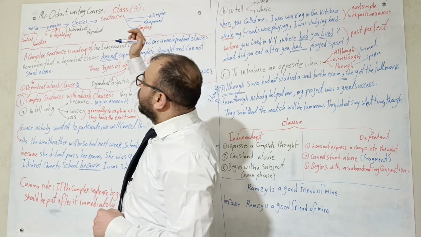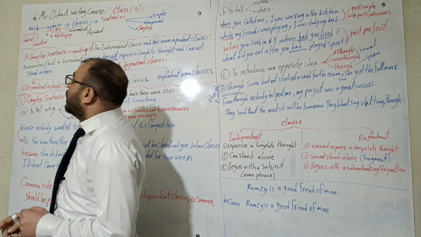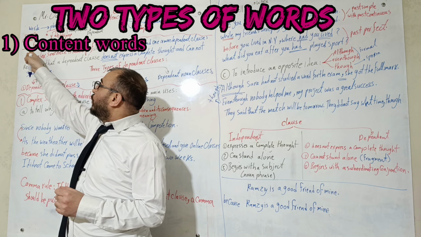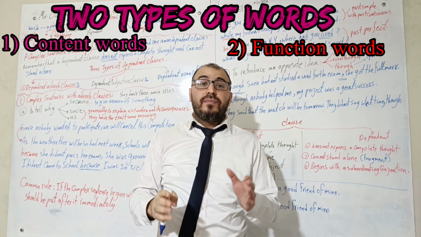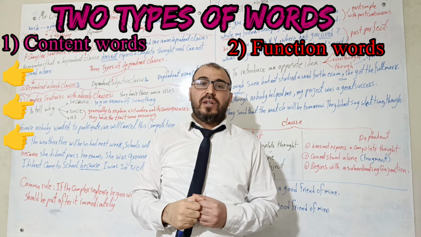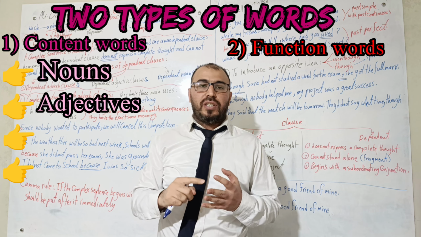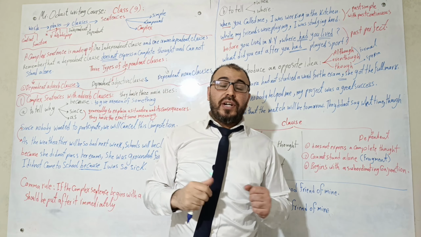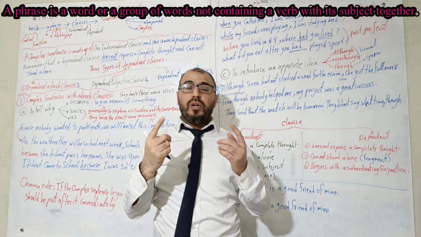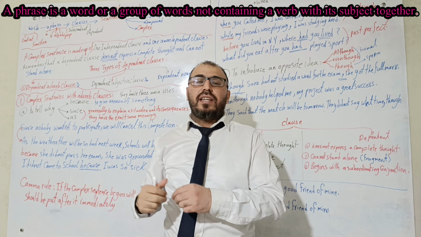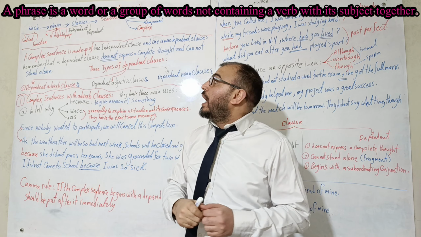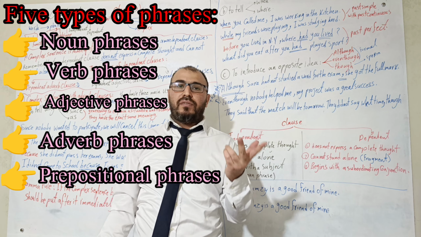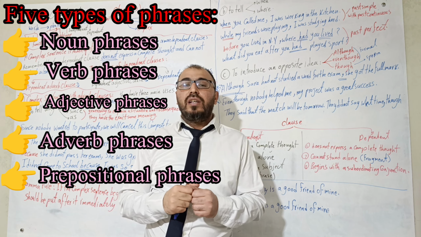In the previous classes we started talking about words, and we said that there are two types or classes of words. The first one is called the content words, while the other is called the function words. Again, my friends, we covered the 4 types of content words: nouns, adjectives, verbs, and adverbs. Then we moved to talk about phrases, and we said that a phrase could be one word or a group of words that doesn't include a subject and its verb together. And we said that we have 5 types of phrases: noun phrases, verb phrases, adjective phrases, adverb phrases, and prepositional phrases.